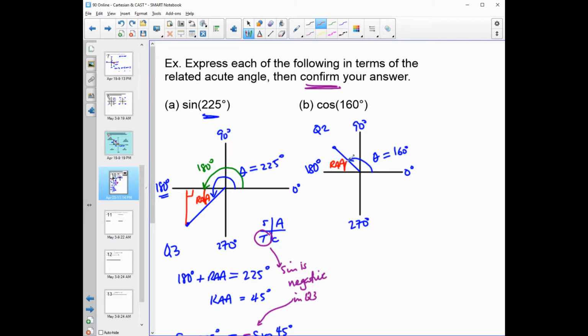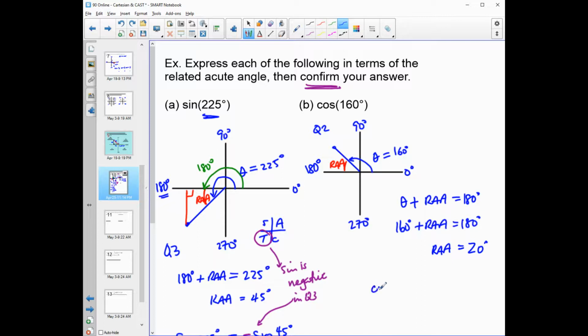So what's the relationship in this case? In this case, the relationship is that theta plus the related acute angle, so 160 degrees plus whatever this red angle is, has to add up to a total of 180 degrees. And so theta itself was 160 degrees plus the related acute angle is equal to 180 degrees. And this is one of those ones where you might be able to do it in your head, especially when the arithmetic is easy like this. The related acute angle is 20 degrees.